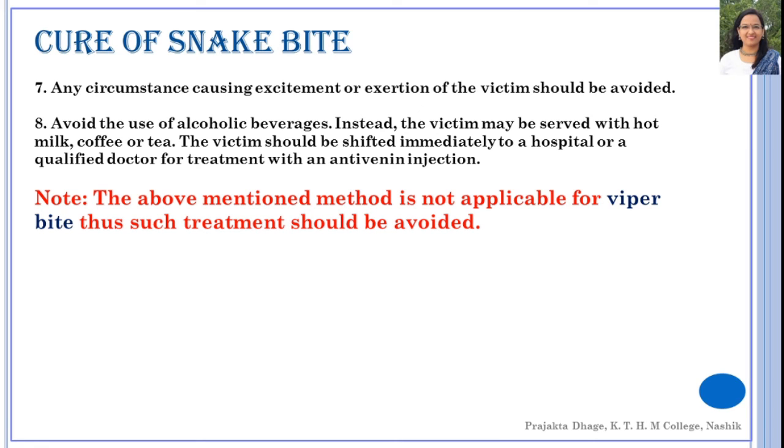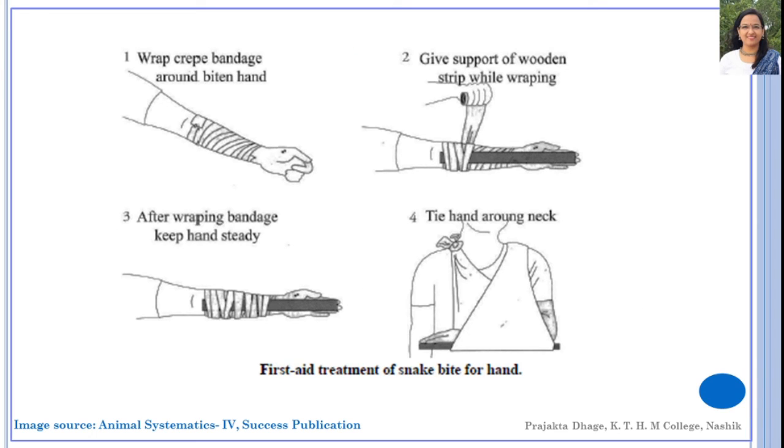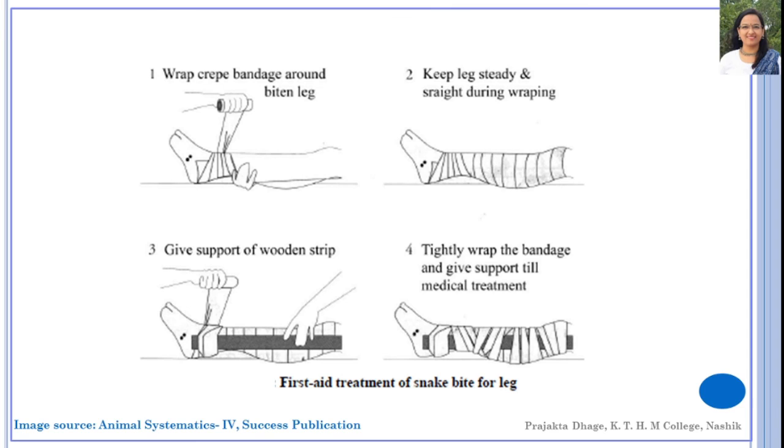So now I'll show you the diagrammatic representation of this. You should first gently wash the wound using clean water. Do not make a cut or incision on the snake bite. Then you have to tie a ligature. Okay, this is the ligature that you're seeing here. This is the diagrammatic representation of the first aid treatment for the hand, if the snake has bitten the hand, and this is the diagrammatic representation of first aid treatment if the snake bite is on the leg.